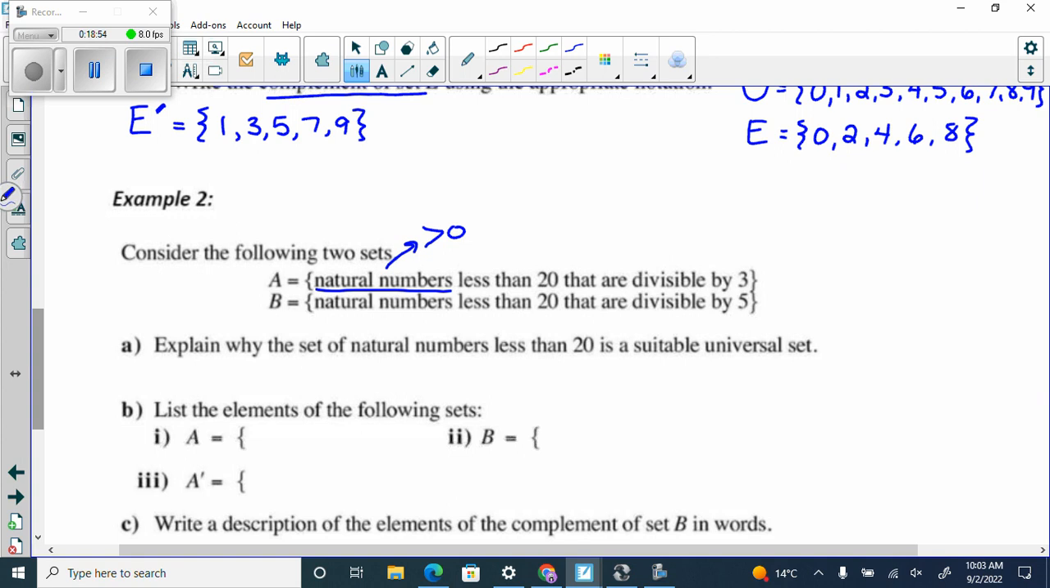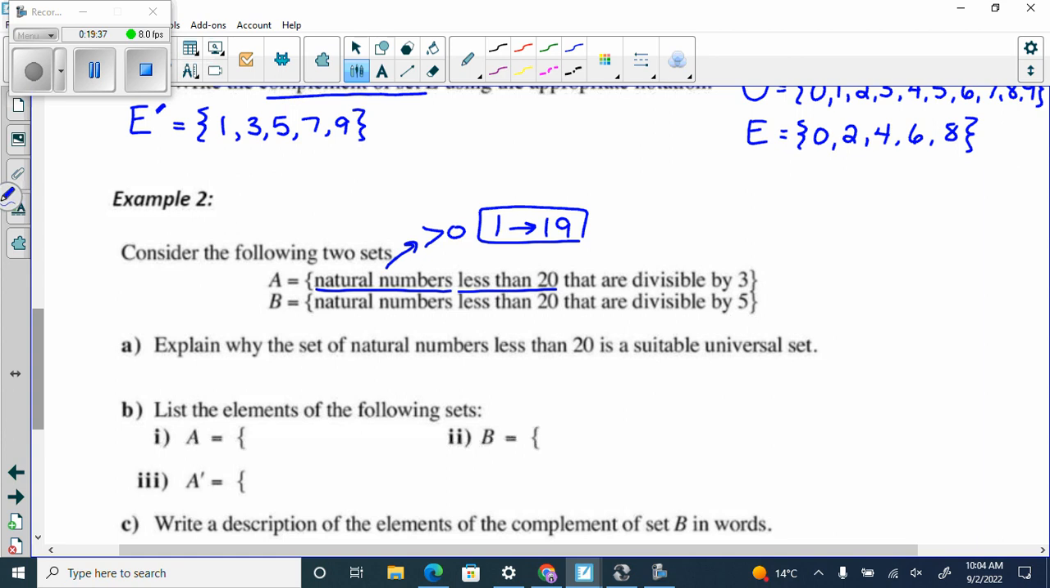Okay? Now we need less than 20. So where are we going to stop at? 19. So we say we're going from 1 to 19. That's what we've just decided, correct? That's all the numbers we can look at. We agree? Now it says that are divisible by 3. What does divisible by mean? If you divide by that number, what happens? There's no remainder, right? It's just a whole number when you divide it, or a natural number, technically.